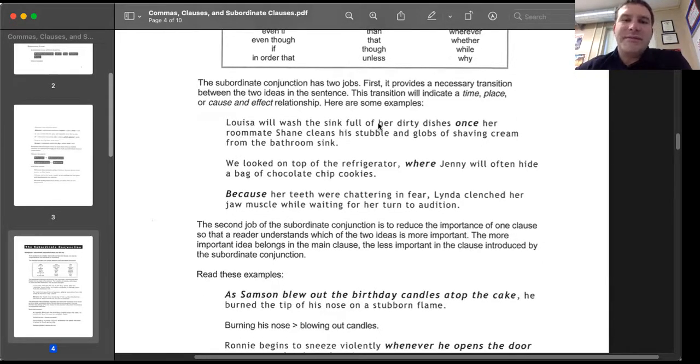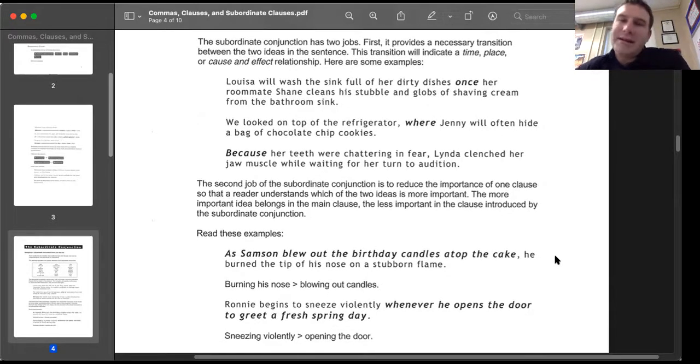Louisa will wash the sink full of dirty dishes once her roommate cleans his stubble and globs of shaving cream from the bathroom sink. We looked on top of the refrigerator where Jenny will often hide a bag of chocolate chip cookies. Because her teeth were chattering with fear, Linda clenched her jaw muscle while waiting for her turn in the audition. It shows how these two ideas work together.